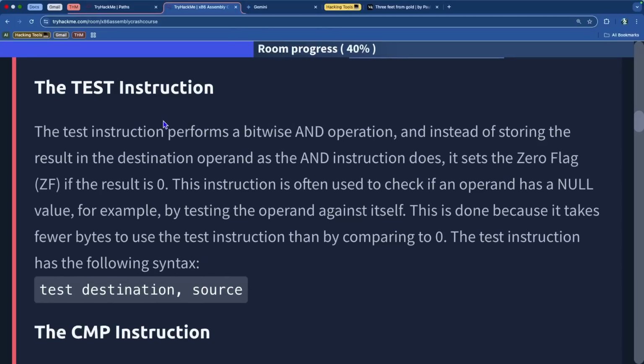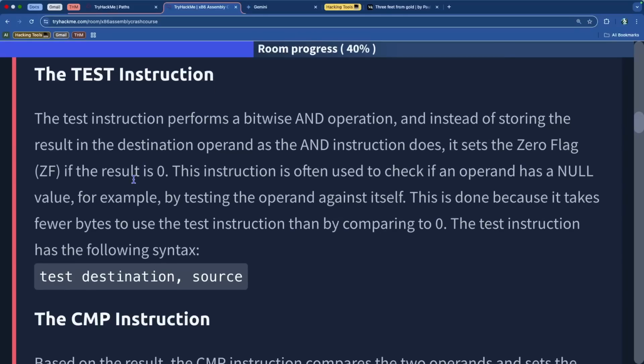The TEST instruction performs a bitwise AND operation. And instead of storing the result in the destination operand, as the AND usually does, it just sets the zero flag if the result is 0. The instruction is often used to check if an operand has a null value, for example, by testing the operand against itself.